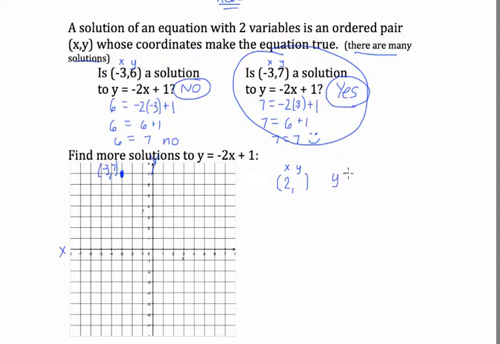So if we have y equals negative 2x plus 1, if we know that the x-coordinate is 2, we can find the corresponding y-coordinate. So when I subbed 2 into my equation for x, I got out a y-coordinate of negative 3. That means the point x is 2, y is negative 3, is a solution to my equation.